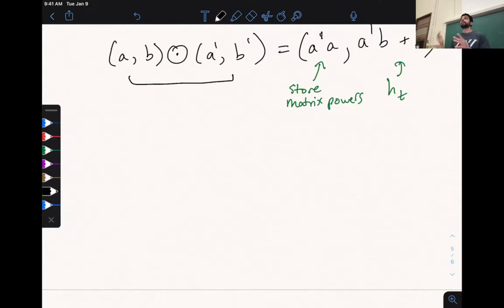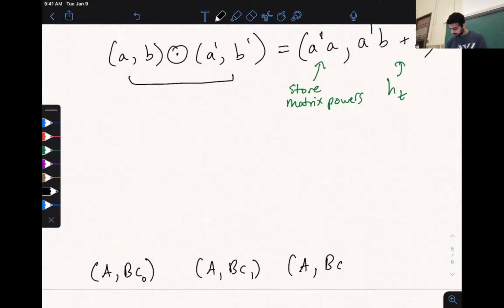All right, so let's take a look at our inputs to this. Now, we have two different inputs, remember, we have a tuple. So I'll try and write a little smaller. Our initial inputs will look like this. So this is one input, this is another input, this is yet another input, and this is our final input. Note that the first element is always this A matrix. We're trying to accumulate these powers of the A matrix. The second one is B times the current word embedding at that position, right?